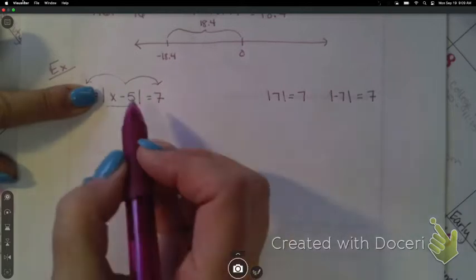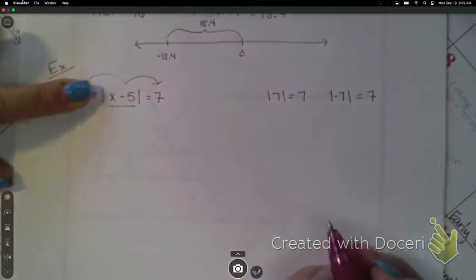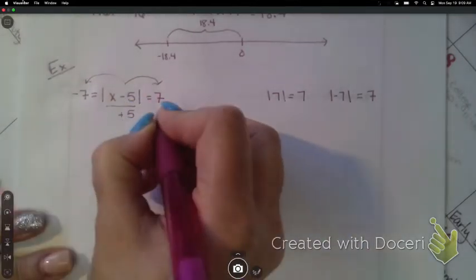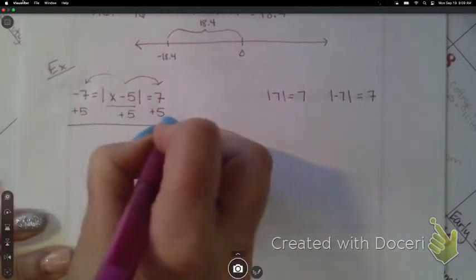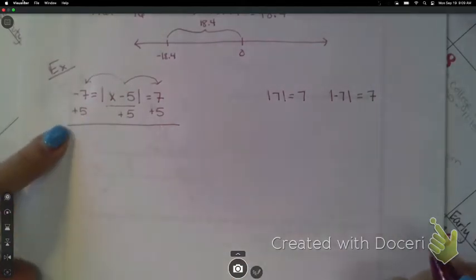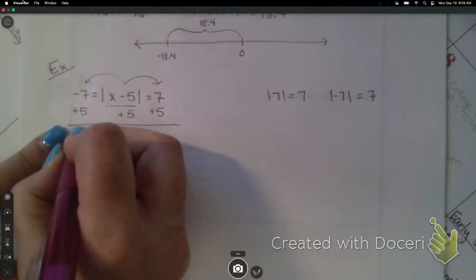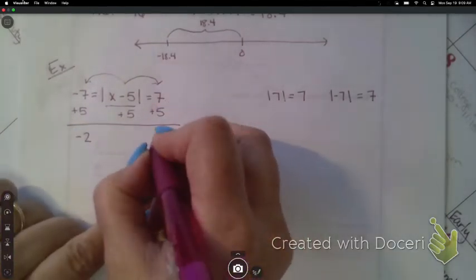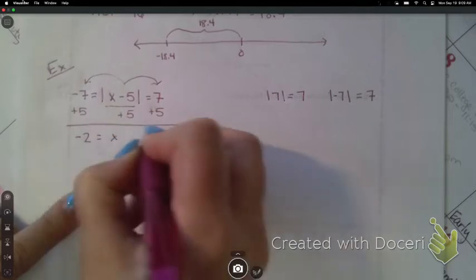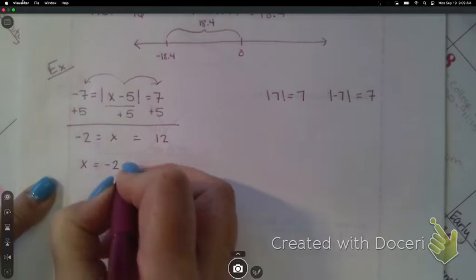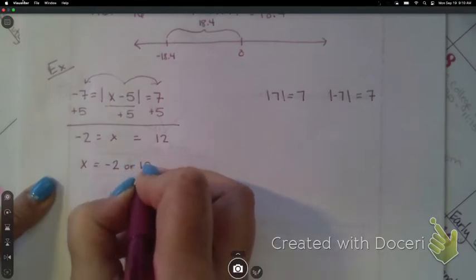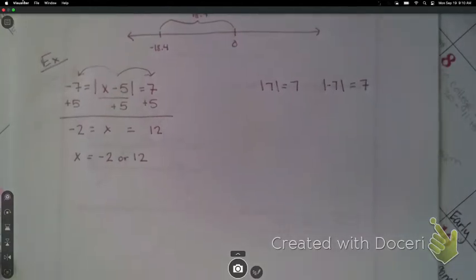How would you solve x minus 5 equals 7? Add 5. So I'm going to add 5 on the left and the right. On the left, I get what? Negative 2. And on the right, I get 12. This looks weird the way it's written. So x can equal negative 2 or 12. And you don't have to put an or. You can just put a comma if you want. But those are the two values of x that will give me an absolute value of 7.